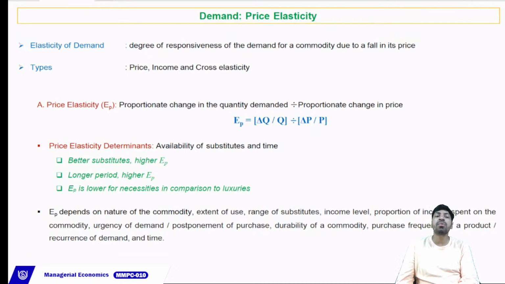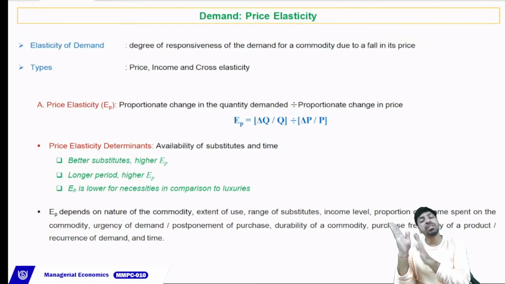When we talk about price elasticity, it refers to the proportionate change in quantity demanded due to the change in price, and that's called price elasticity of demand. The formula is already given: change in quantity by quantity divided by change in price by price, and mathematically the formula is already shown on the screen. Change in quantity means Q2 minus Q1. Change in price means P2 minus P1. What is P2? P2 is the price of the next unit, and Q2 is the quantity of the next unit.